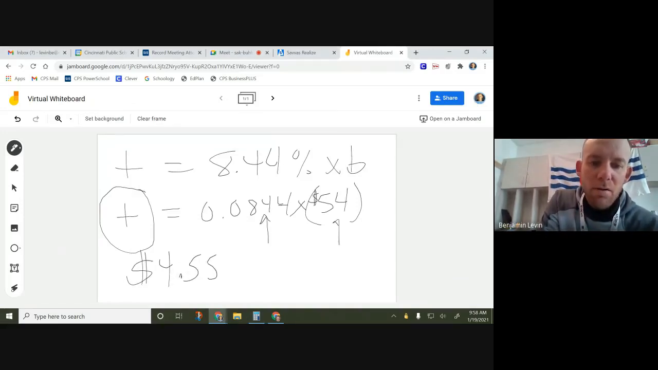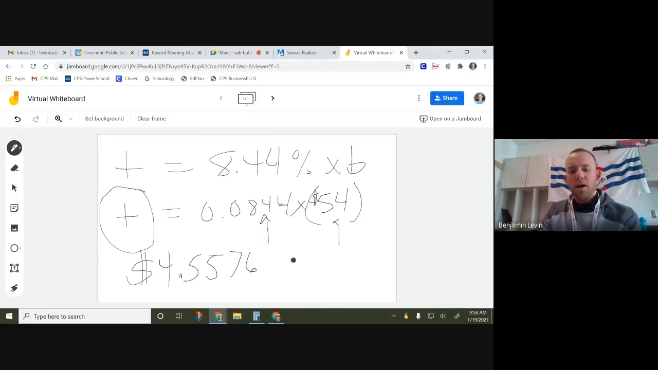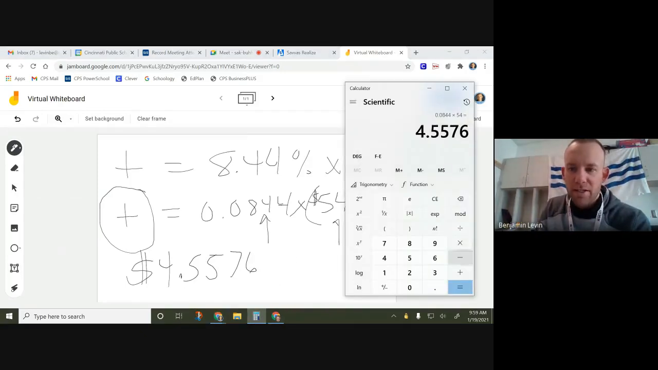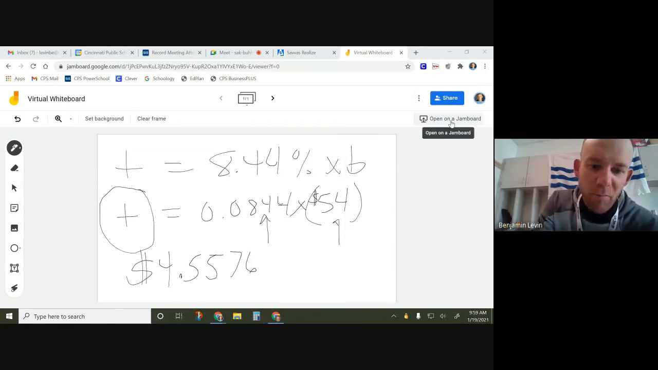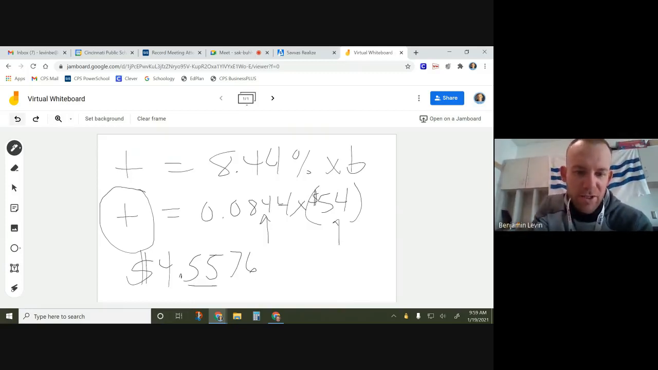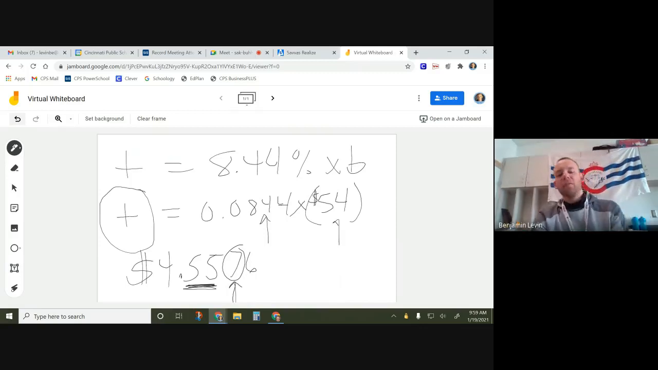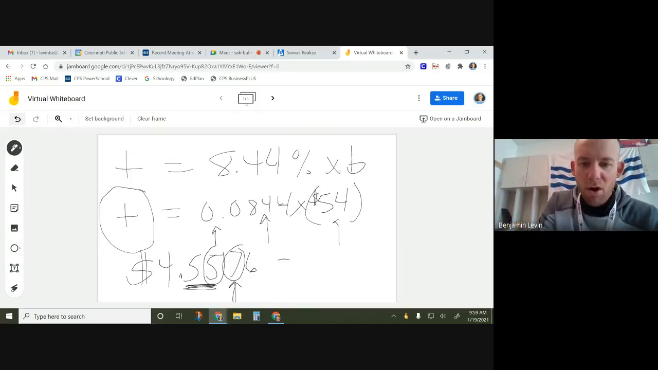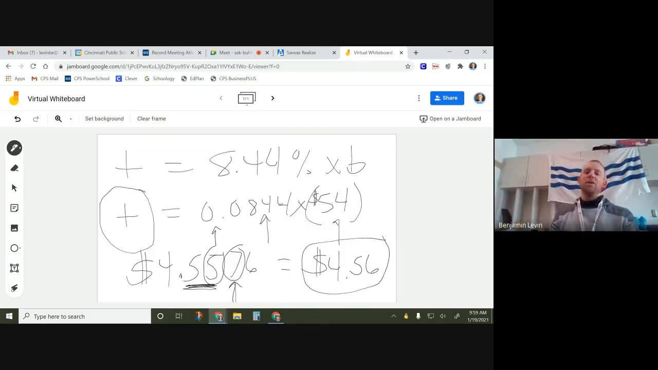Uh-oh. Can we have more than 2 numbers in cents? Can you have 0.5576? No, you cannot. We're going to have to round because we only need 2 numbers in cents. So we need to look at this third number. It is a 7, which is 5 or more, so raise the score. That means this number is going to go up 1. So our final answer is going to be $4.56. That will be the tax that will be added onto the bill.